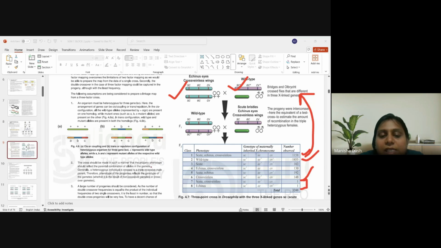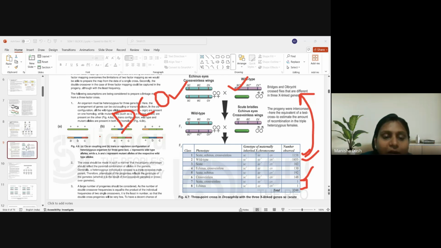So this is representing the double crossover or DCO, because in order to have a double crossover progeny, there should be two crossovers. Naturally, two crossovers are not very much allowed for a chromosome, so this kind of occurrence will be very low. The frequency of double crossover will always be the lowest. So these two classes are representing a double crossover product. Now, the rest of the combinations you are observing are the product of single crossover.